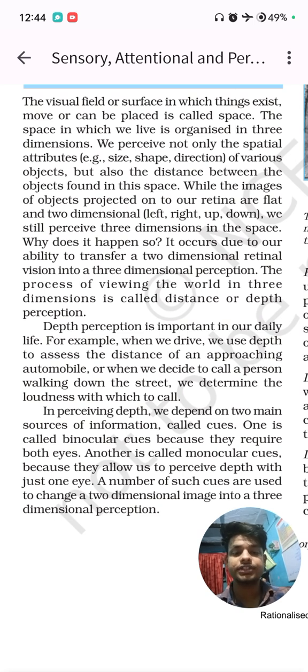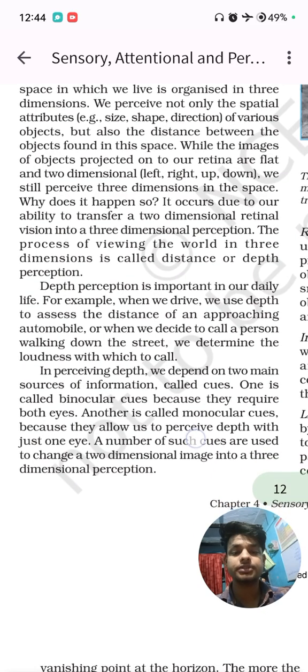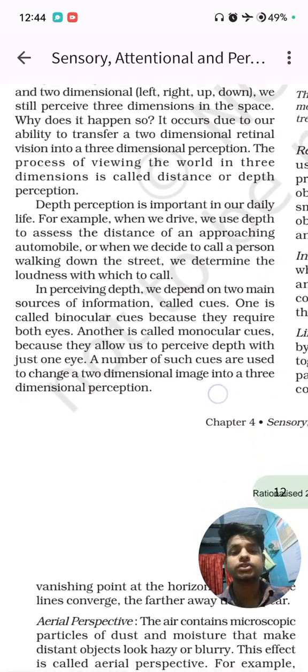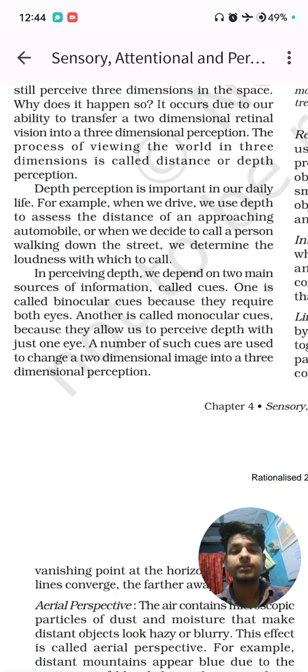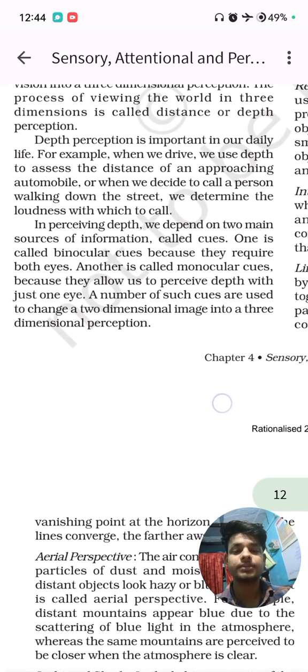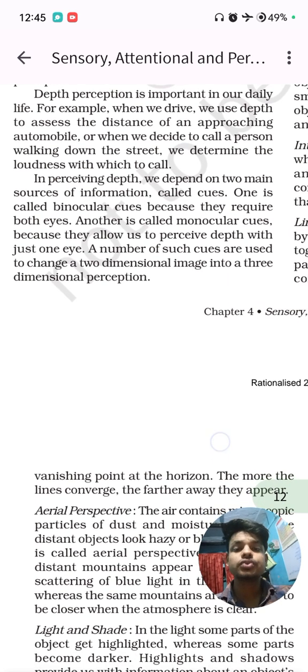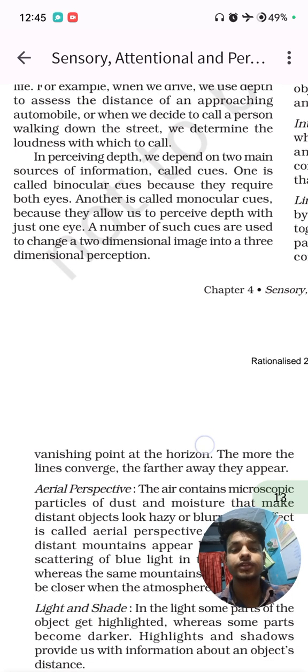Why does it happen? It occurs due to our ability to transform the two-dimensional retinal image into three-dimensional perception. The process of viewing the world in three dimensions is called distance or depth perception. Depth perception is important in our daily life. For example, when we drive, we use depth to assess the distance of an approaching automobile, or when we decide to call a person walking down a street, we determine the loudness with which to call.